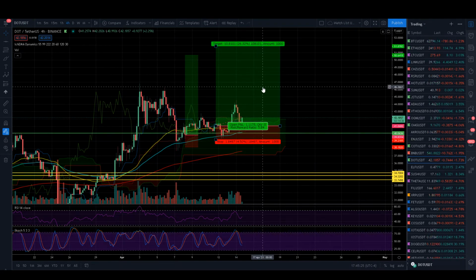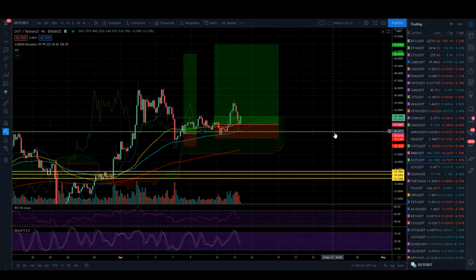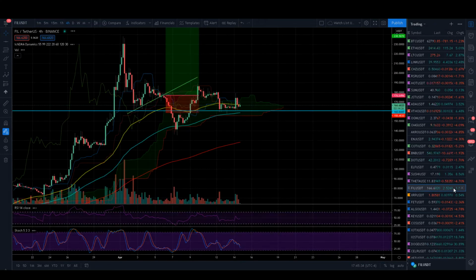I think she's going to bounce nicely from here, go back to an all-time high, at least over $47. So I'm confident about DOT as well, and I'm pretty sure that's it. I don't think I have any newer entries right now.